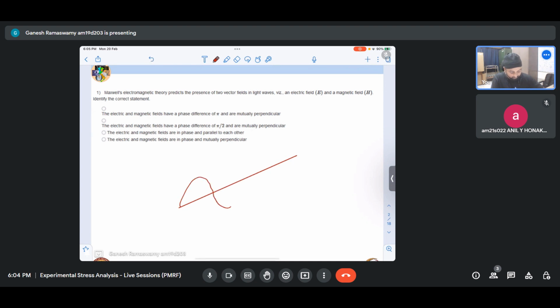So the idea is that if this happens to be one of the fields, the other field is perpendicular to it. Perhaps I should have drawn it in a different color, but I suppose that is understandable. These are in a different plane. If the electric vector is in the horizontal plane, then the magnetic vector is in the vertical plane. Both are mutually perpendicular and they are in phase, which is what causes it to propagate. So clearly the answer to this is D.